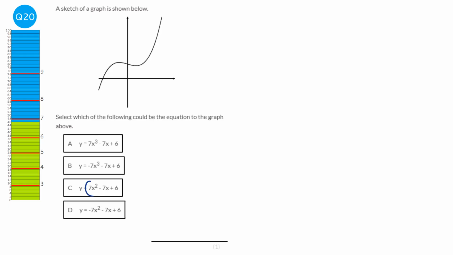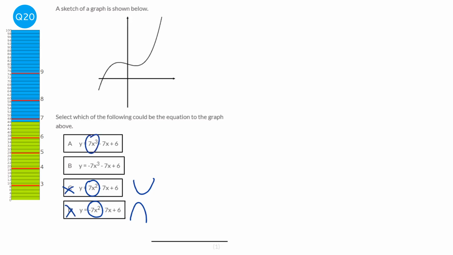With this question you've just got to know what the different functions look like. So with C and D, we've got quadratic functions. One's a positive quadratic, which is a U shape. One's a negative quadratic, which is a kind of upside down U shape or an N shape. And here we don't have that, so we can get rid of those in our thoughts straight away.